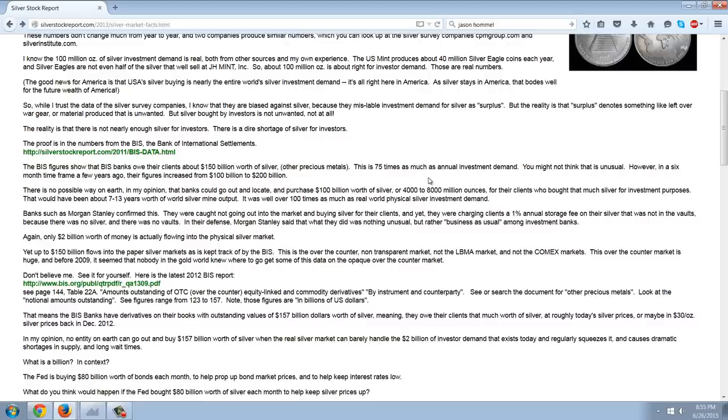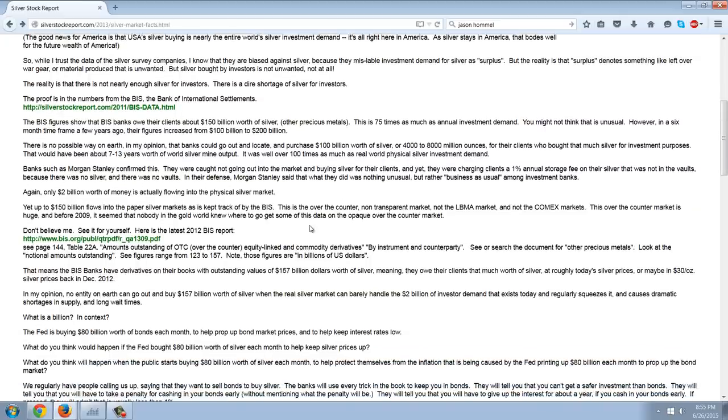You might not think that is unusual. However, in a six-month time frame a few years ago, their figures increased from $100 billion to $200 billion. There's no possible way on earth, in my opinion, that banks could go out and locate and purchase $100 billion worth of silver, or 4,000 to 8,000 million ounces, for their clients who bought that much silver for investment purposes. That would have been about 7 to 13 years worth of world silver mine output. It was well over 100 times as much as real-world physical silver demand.